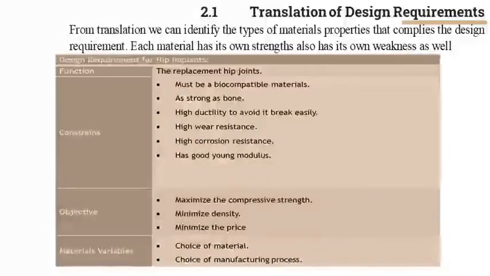The first step of material selection is translating the design requirement. It consists of function, constraint, objective and material variables. The constraints are: must be a biocompatible material, as strong as bone, high ductility to avoid it breaking easily, maximize the wear resistance, have high corrosion resistance, and has a good Young's modulus. The objectives are to maximize the compressive strength, minimize the density, and minimize the price.